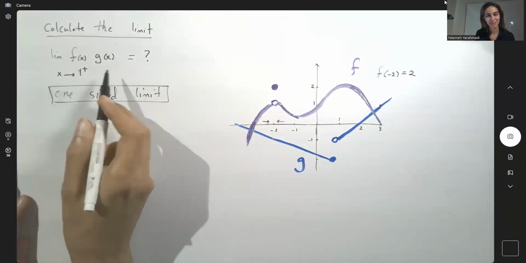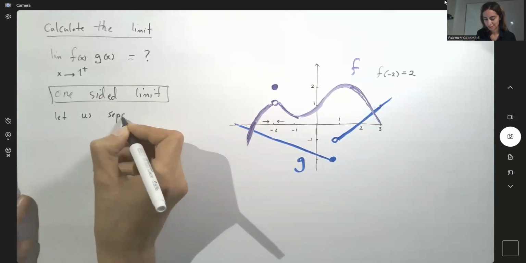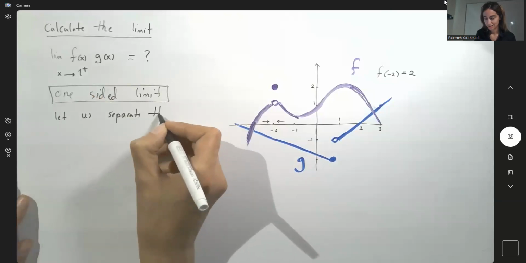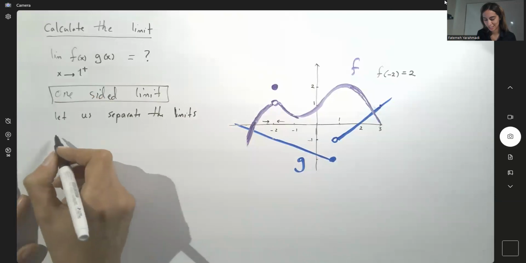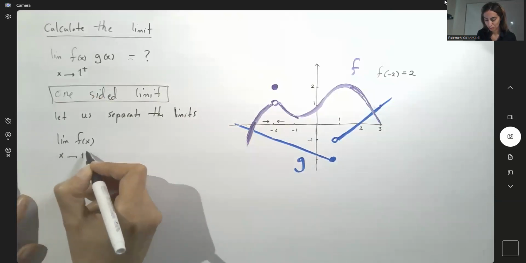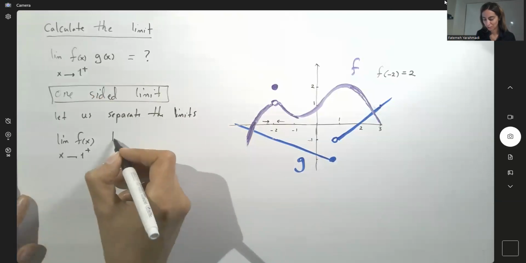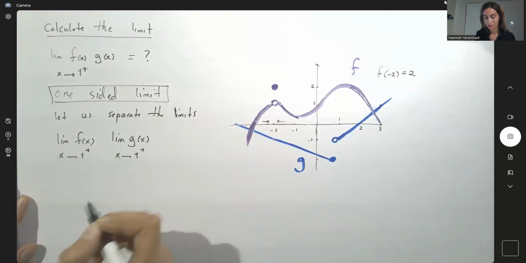As usual, we can separate these two limits. Let us separate the limits using the limit law, right? It is the limit of f of x as x approaches 1 from right side times the limit of g of x as x approaches 1 from right side.